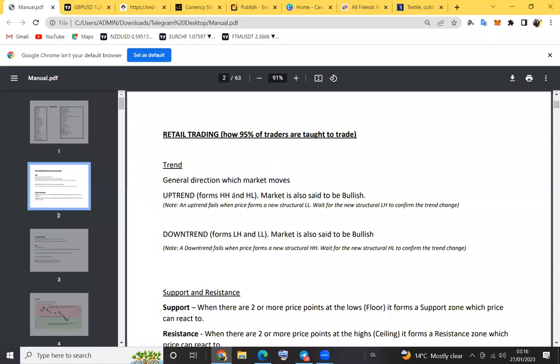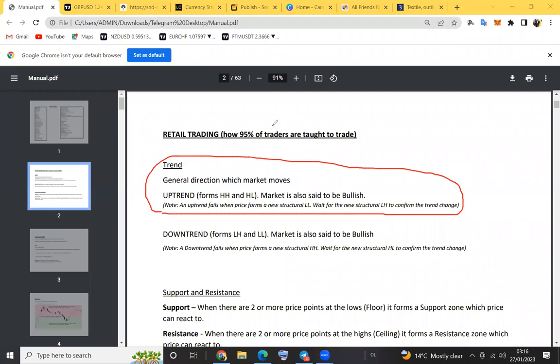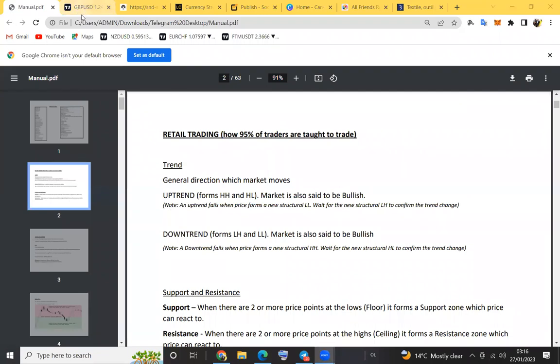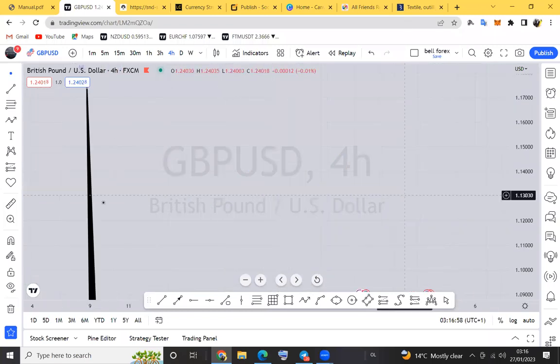And now in an uptrend, it forms higher highs and higher lows. The market is always said to be bullish. So note, an uptrend fails when price forms a new structural low. So wait for a new structural high, lower high to confirm trend change. First of all, anything that you read line to line must be treated with caution.